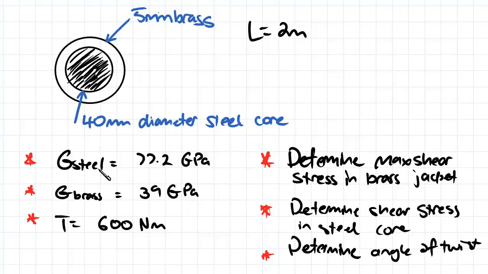We've got a shear modulus for our steel of 77.2 gigapascals and a shear modulus for our brass of 39 gigapascals. The torque that's applied to our shaft is 600 Newton meters. And what we need to do is determine the max shear stress in the brass bracket, the max shear stress in the steel core, and determine the angle of twist.